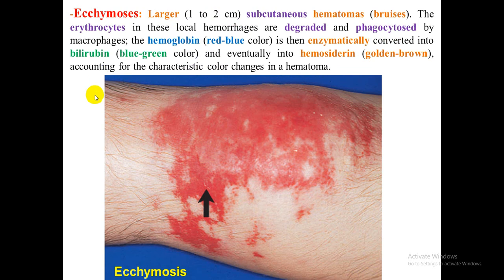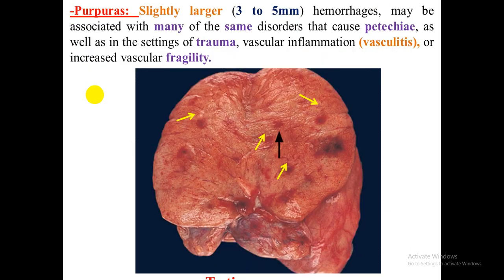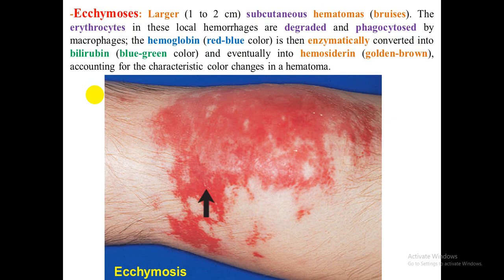We have ecchymosis, which is larger than purpura and ranges from 1 to 2 centimeters. Here it is in centimeters, because before we had millimeters: for petechiae 1 to 2 millimeters, for purpura 3 to 5 millimeters, and here 1 to 2 centimeters. A subcutaneous hematoma is sometimes called subcutaneous hematomas or bruises.